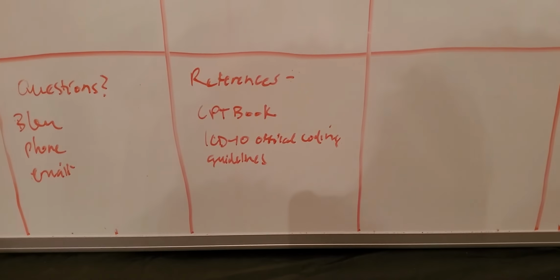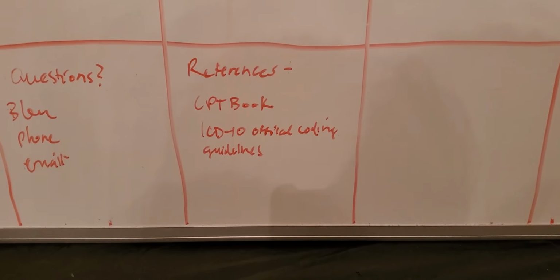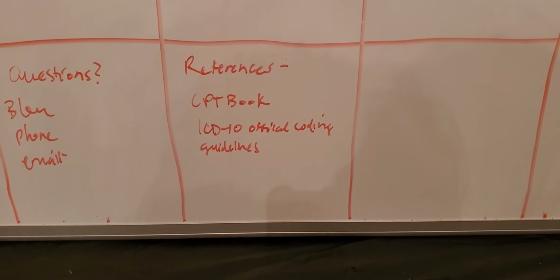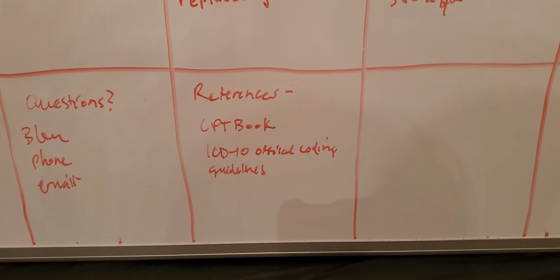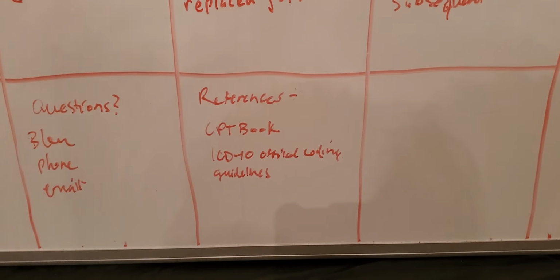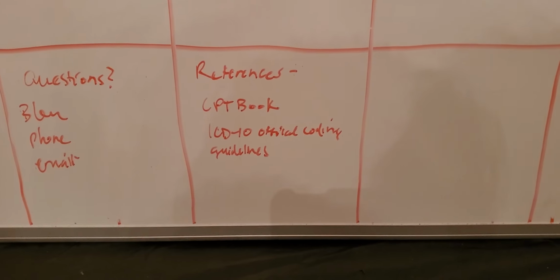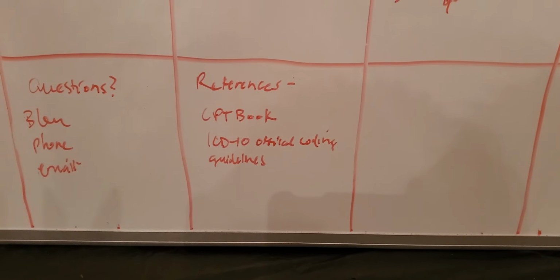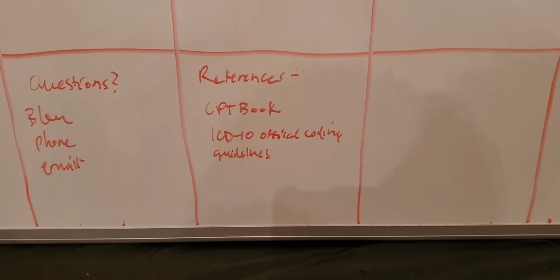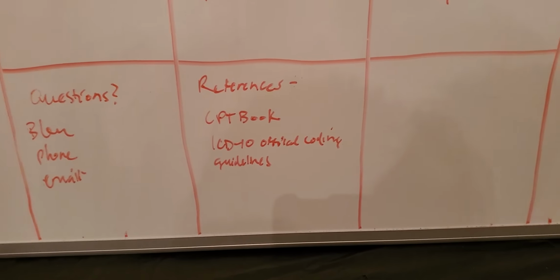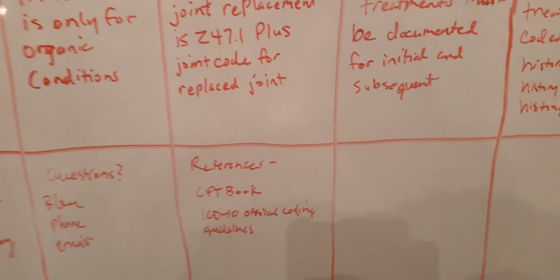And then I always put the references, the CPT book, the ICD-10 official coding guidelines. Any sort of reference that you use, it's always good to just go ahead and give credit where credit is due. You add it on the last sheet for references, so that way they know where they can find additional information. Okay, so that's pretty much how it goes.